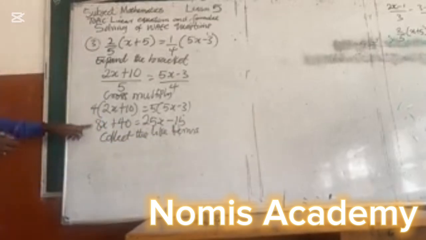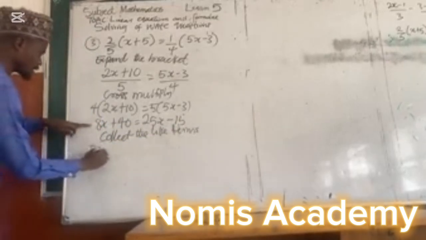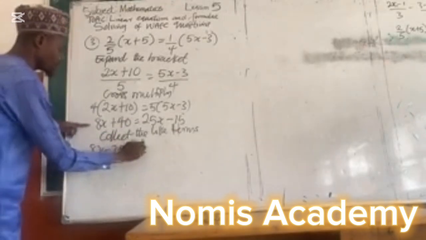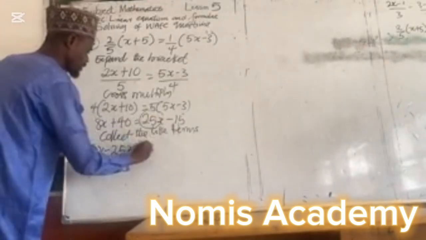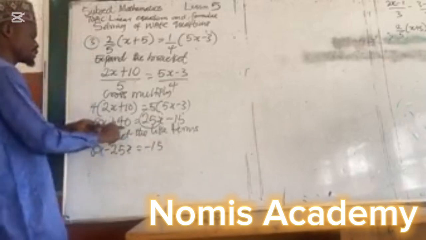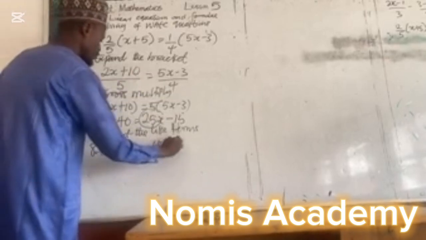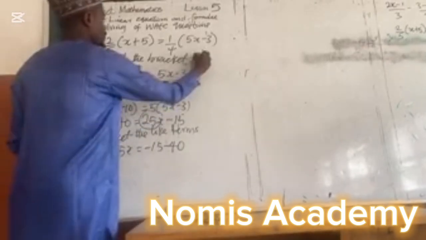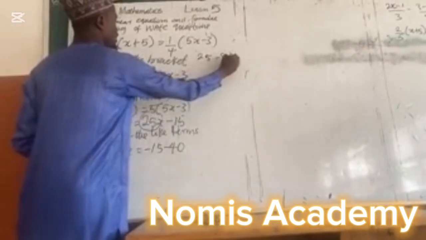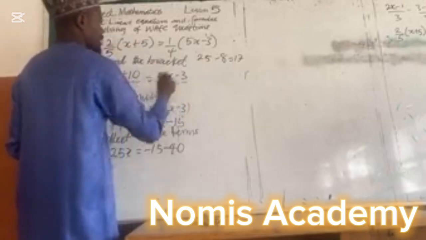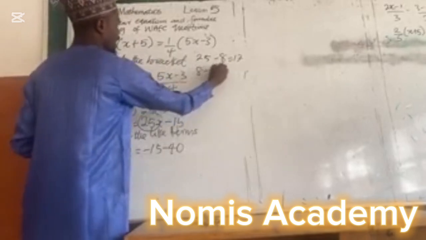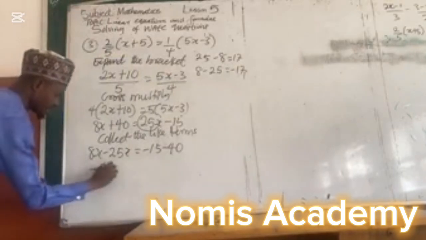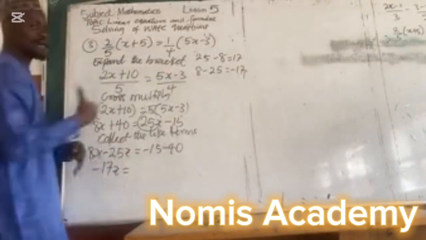So we have 8x here. The first term here is 8x. This is plus 25x. To this, you have minus 25x, equal to. I've used this, what is remaining is minus 15. This is plus 40. To the other side, you have minus 40. So here we have 8 minus 25. If you have 25 minus 8, is it not 17? Or if you have 8 minus 25, it is minus 17. 8 minus 25, minus 17x. So equals to minus 15 minus 40.